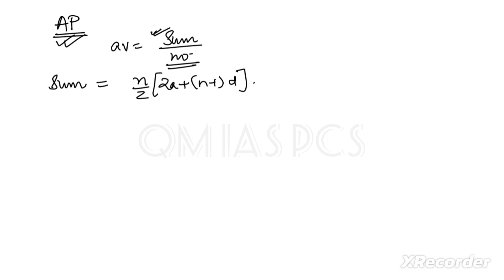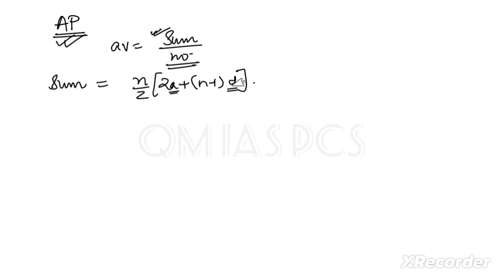I will just give you the formula and a short introduction, I'm not going into deep detail about arithmetic progression. What is n? n is the number of terms, a is the first term, and d is the common difference. So this is the simple sum of n terms.